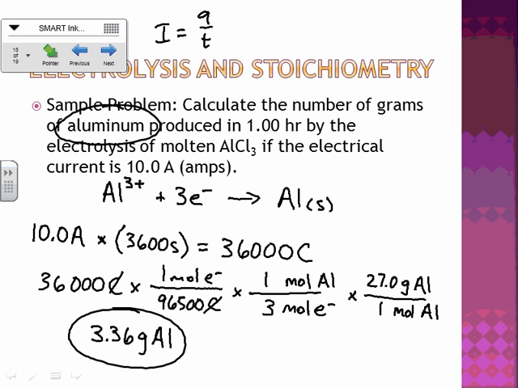Hmm. 10 amps for 1 hour makes 3.36 grams of aluminum. That doesn't seem like an incredibly efficient process, right? We'd probably need to increase the amperage there in order to have any hope of making this industrially, okay? And there might be better ways of purifying aluminum than this, but this is one way, okay?